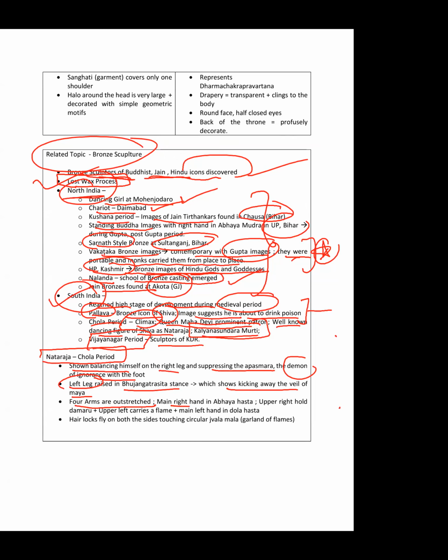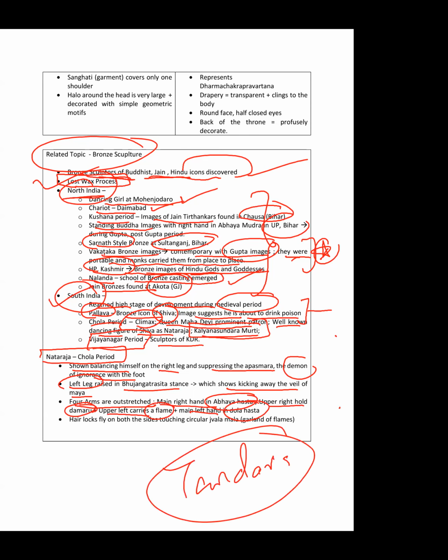The main right hand is in Abhayahasta. The upper right hand holds the Damru. Upper left carries the flame, and main left is in the Dola Hasta, right? Tandav dance, it has been asked, right? This was what is supposed to be written. Hairlocks fly on both sides, touching the circular jwala, the garland of flames, right?